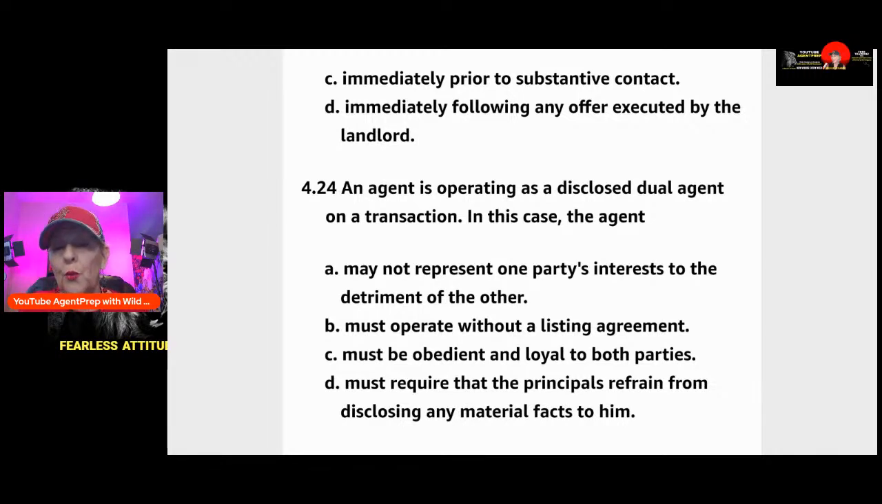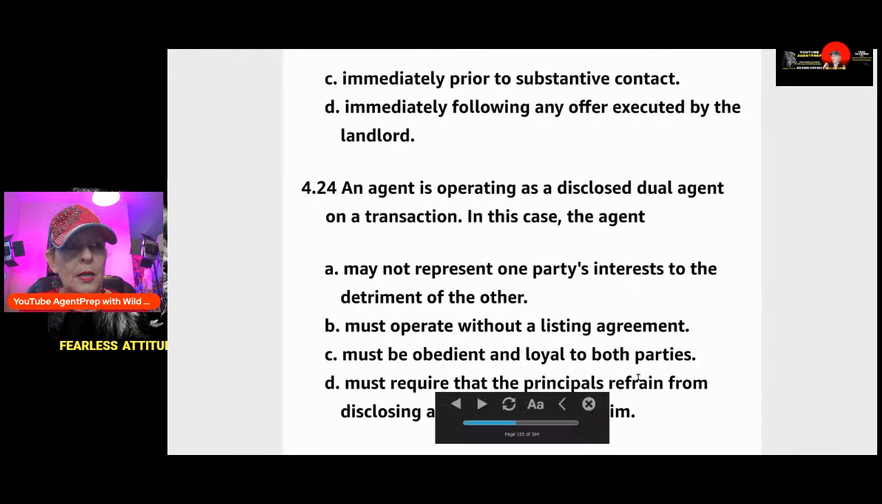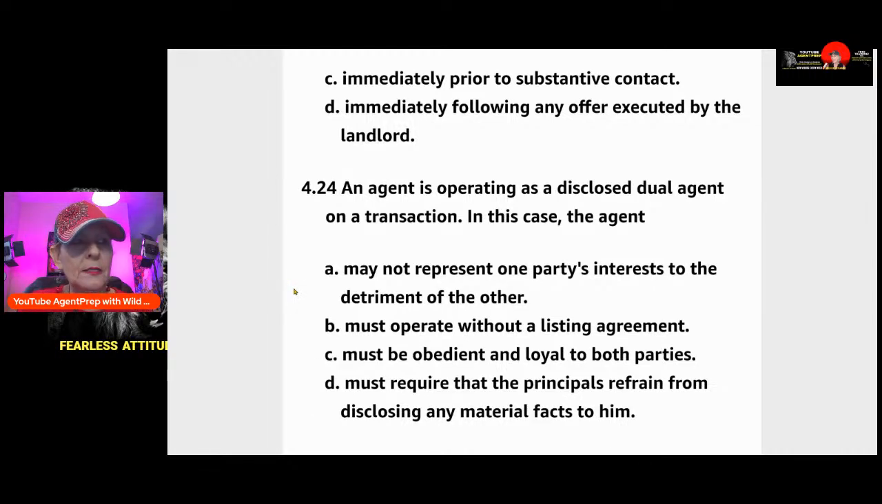No, we have the responsibility of confidentiality when dealing with a client. So when the principal must refrain from disclosing any material facts, no, principals must share material facts with us. And so the agent is A, may not represent one party's interest to the detriment of the other. Why? They're representing both parties.